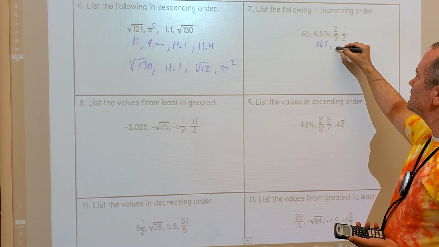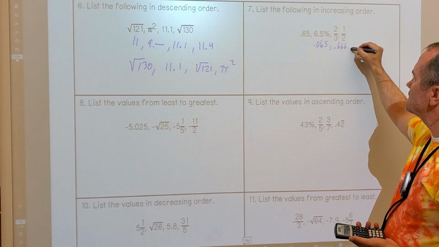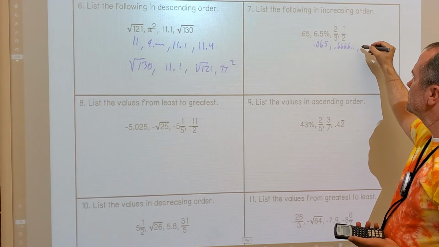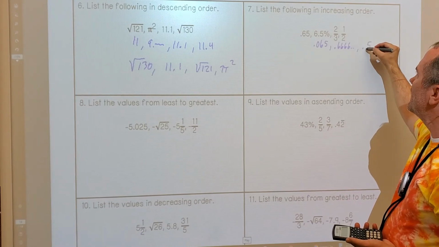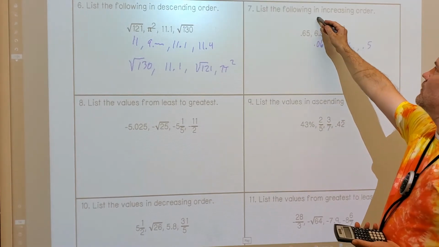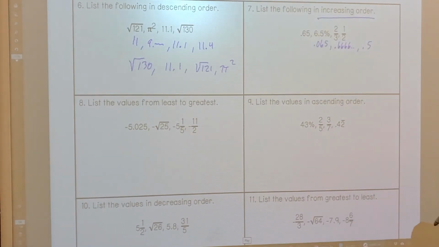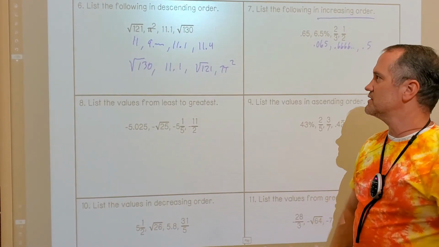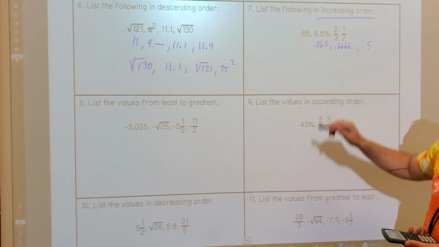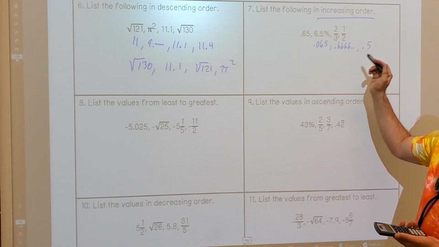And 2/3 is 0.6666666. Add an extra 6 there. And then 1/2 is 0.5. So write the list in increasing order. You've got to pay attention to that. If you didn't, it just reverses things sometimes. Increasing order means the smallest one first.